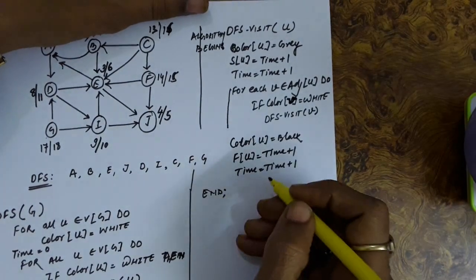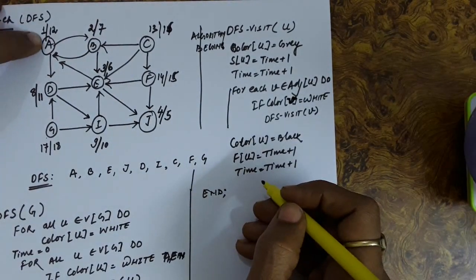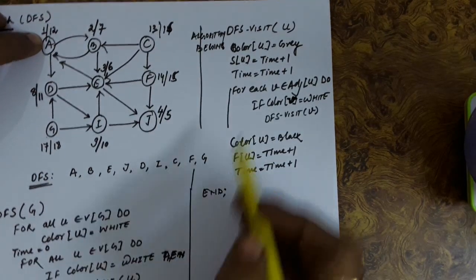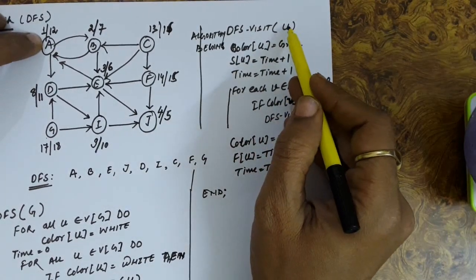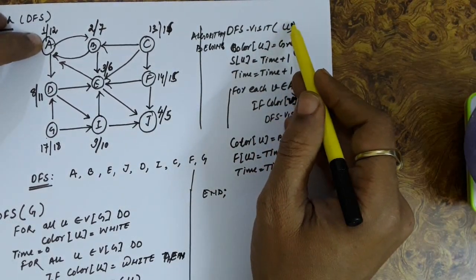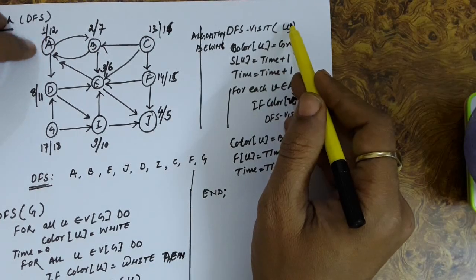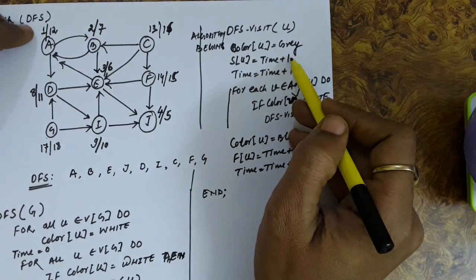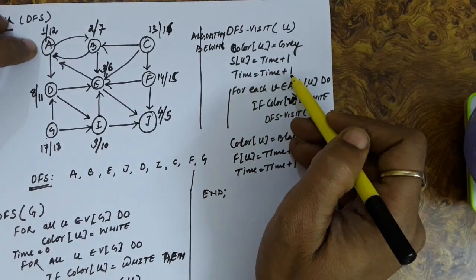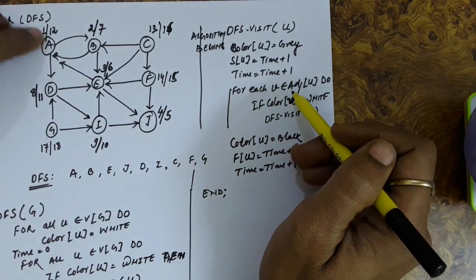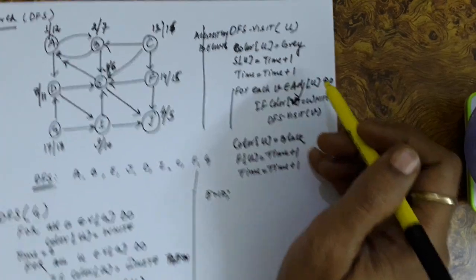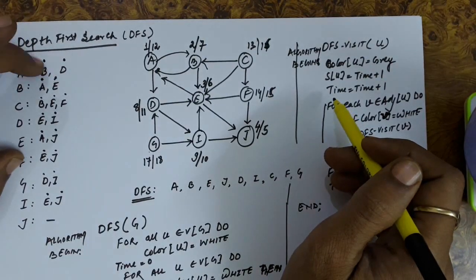So now suppose we have started from A. So the color of A is white. So we have called u. Means here u is A. Then the color of A will be set as gray and its start time will be set as 0 plus 1, 1. Current time will be set as 1. And then we will see all the connections from A. From A the connections are B and D. You see the connections are B and D.